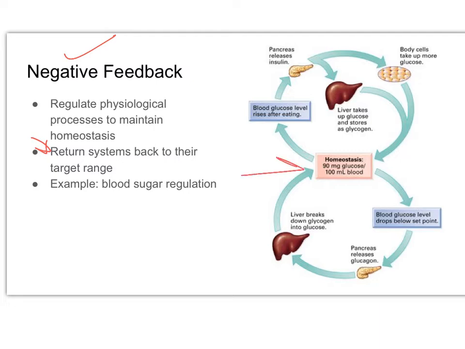Here in the middle, we've got what is considered homeostasis, and you'll notice that's a range. Your body likes around 90 milligrams of glucose per 100 milliliters of blood, and that's an approximate situation. It's not exact. It's not like if it goes to 89, or to 91, everything goes crazy.